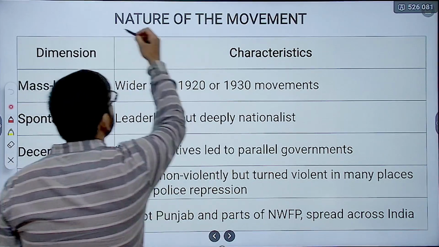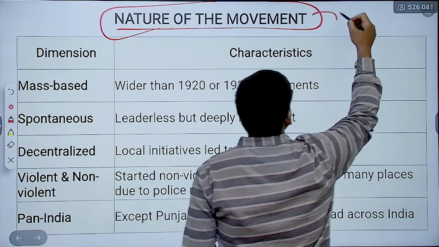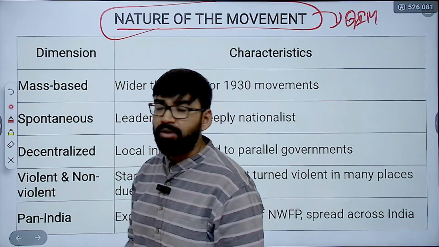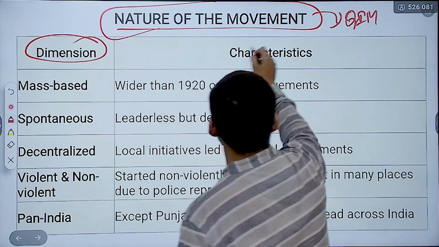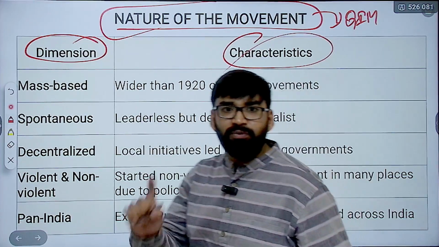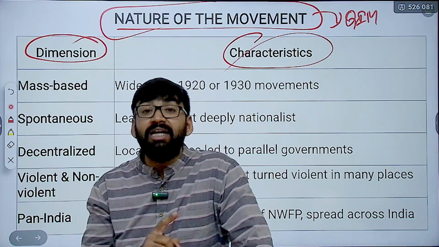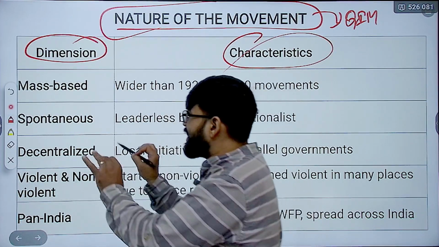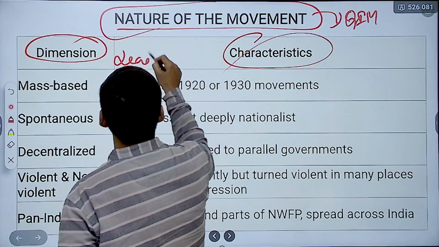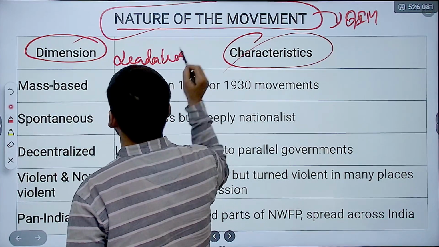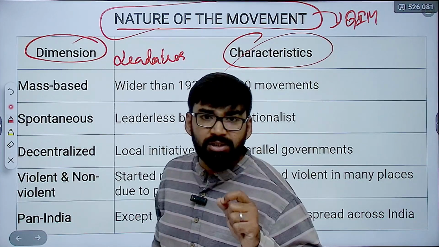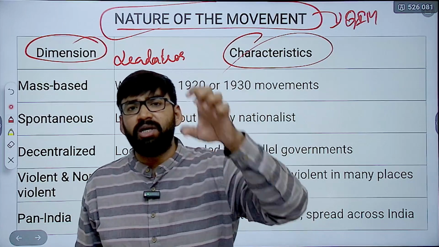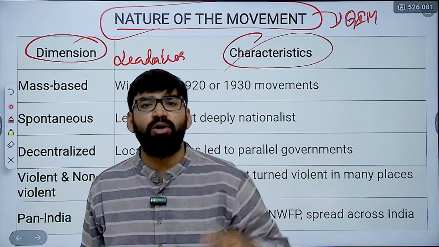Now, what is the nature of this movement? Nature of the Quit India movement. So what is the nature? First, we need to see the dimensions, then the characteristics. So the first thing is the nature of the movement: a leaderless revolt. Yes, the Quit India movement was leaderless. We need to understand this. Leaderless, why? All front leaders, Gandhi, Nehru, Patel, all leaders were jailed by 9th August 1942.